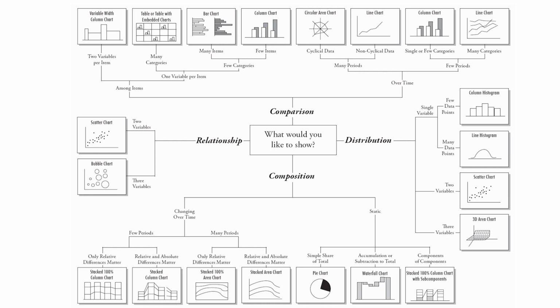Here, what would you like to show? Let's say you want to show a comparison, then you can think through, is it among items or is it over time? And then if it's over time, is it many periods or is it few? Right. And so this can help you, at least in the ideation stage, to think through what are the best options for the trend I'm trying to show.